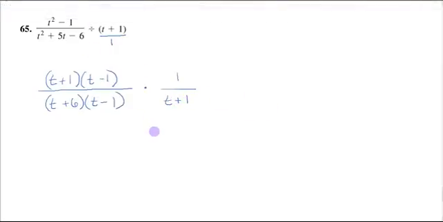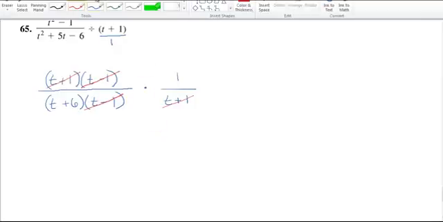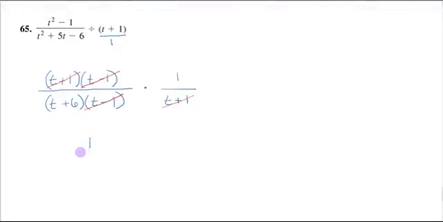Let's cancel anything that we can. We're going to cancel this t plus 1 with this t plus 1. And we can cancel this t minus 1 with this t minus 1. That leaves me with a 1 on top and a t plus 6 in the denominator.